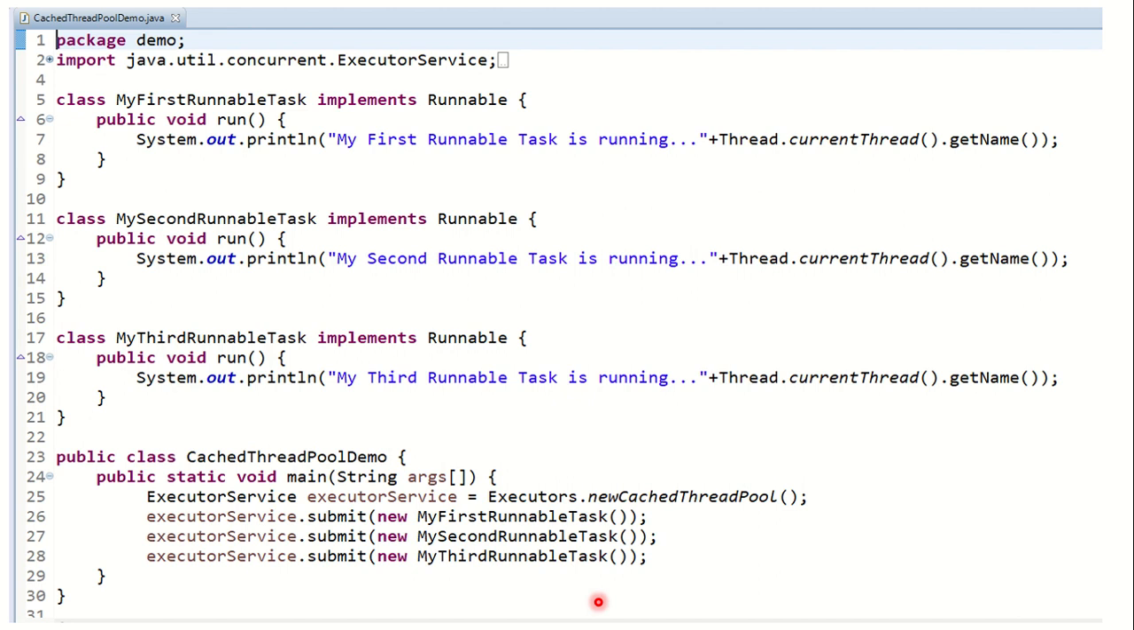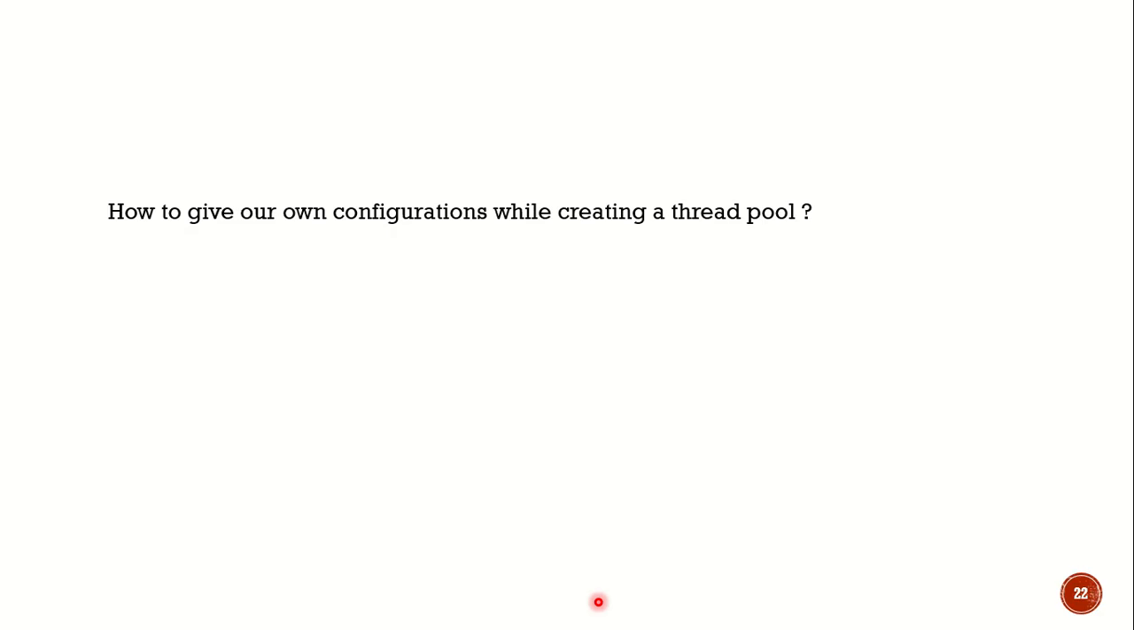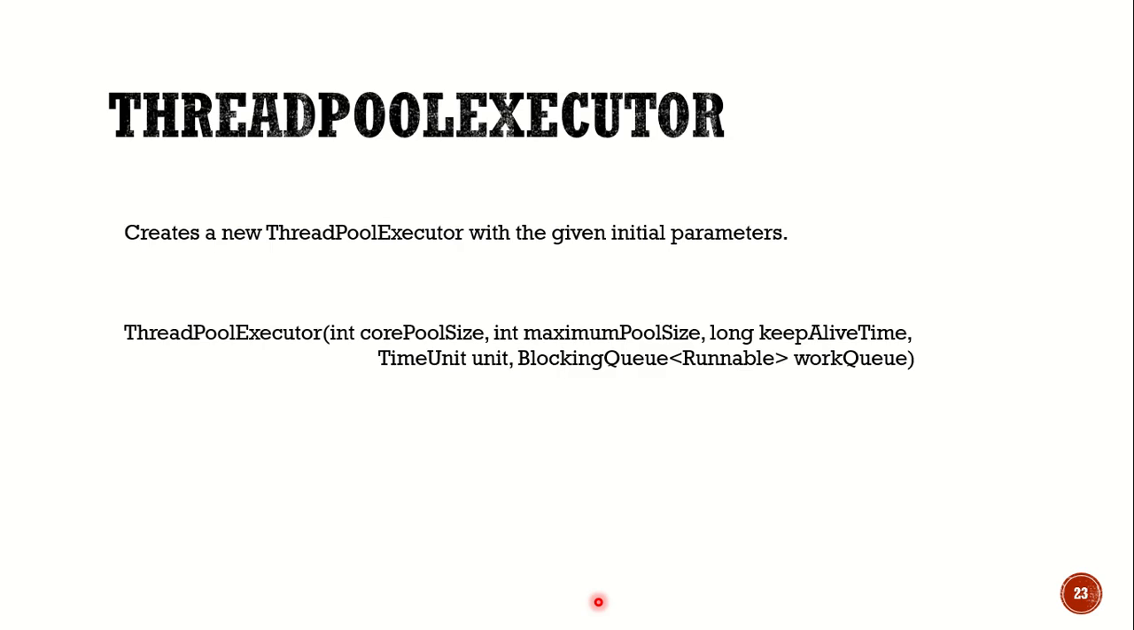And this is for the pre-configured thread pools in Java. But what happens if I want to give my own configurations while creating a thread pool? Does Java give any option? Yes. It gives us a class called thread pool executor. It has a constructor which takes into account core pool size, maximum pool size, the keep alive time and the blocking queue. So let's try to understand thread pool executor via a piece of code.